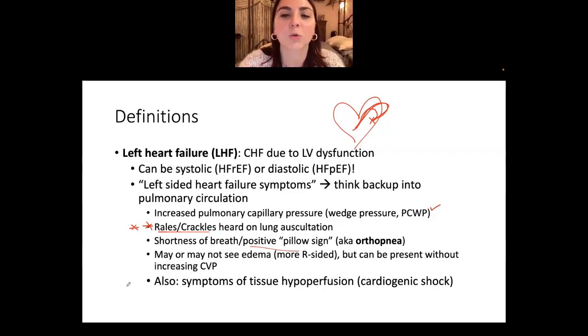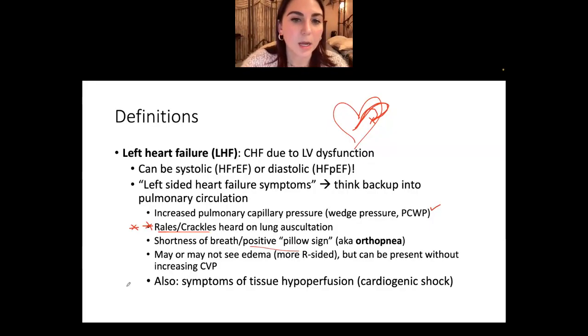Like I said, edema is more of a right-sided problem, but I don't want you to think rales and crackles can be right-sided. Cannot be. If you see rales and crackles in a vignette, it is not right-sided heart failure. It can't be, unless it's left-sided heart failure that caused right-sided heart failure. But that is not a symptom of right-sided heart failure at all. For right-sided heart failure, the classic is an increase in central venous pressure, and for left-sided heart failure, the classic is an increase in your wedge pressure as well as those rales and crackles.